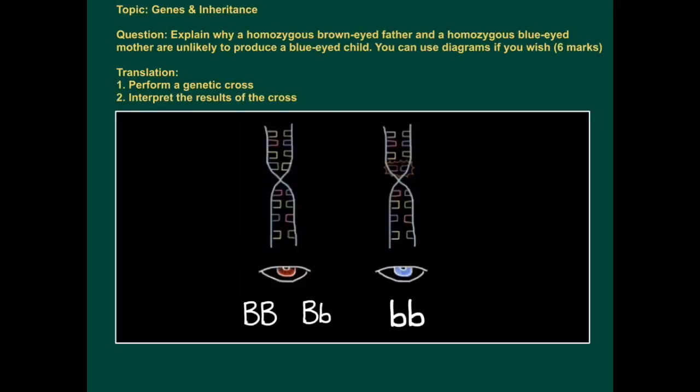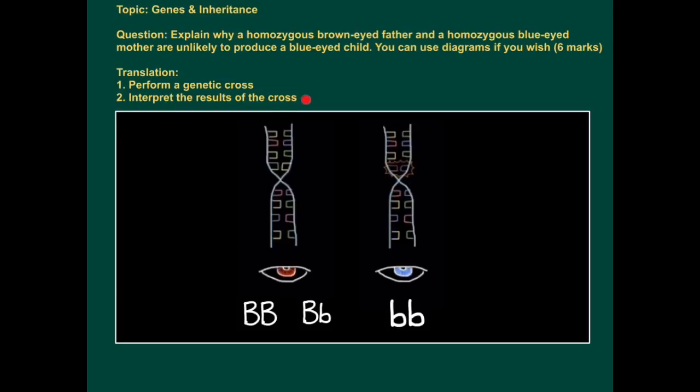This exam application tutorial is on the topic of genes and inheritance. The question for 6 marks is: explain why a homozygous brown-eyed father and a homozygous blue-eyed mother are unlikely to produce a blue-eyed child. You can use diagrams if you wish. In other words, what this question is asking you to do is perform a genetic cross between this brown-eyed father and blue-eyed mother who are both homozygous, and then interpret the results of the cross.